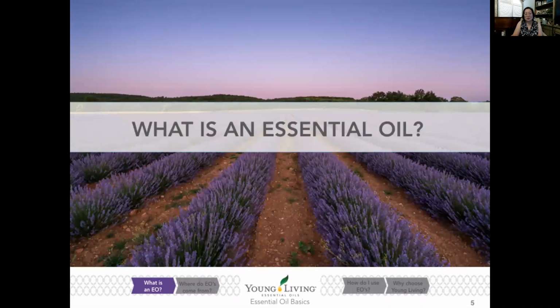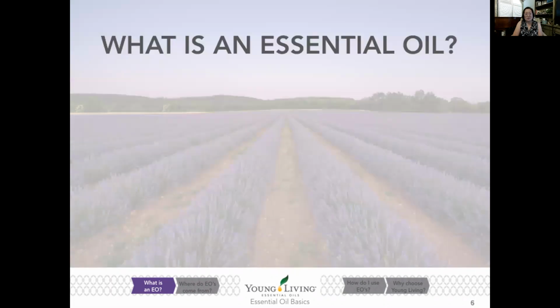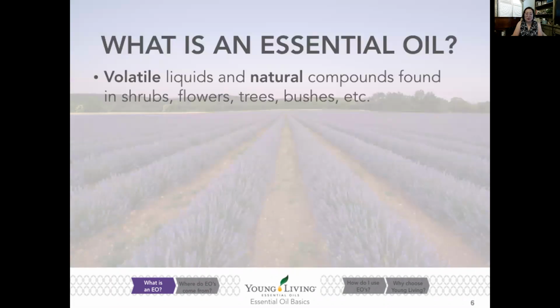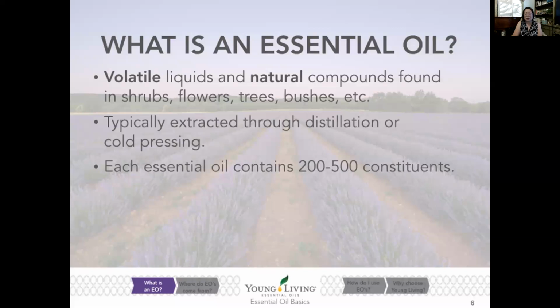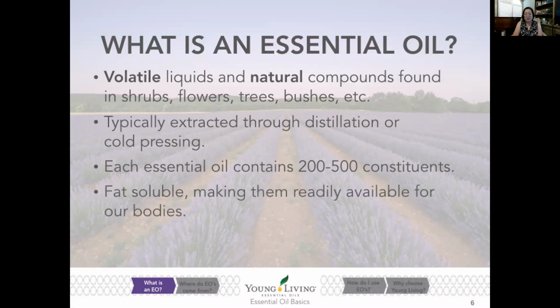So, what is an essential oil? Volatile liquids and natural compounds found in shrubs, flowers, trees, bushes, etc. Typically extracted through distillation or cold pressing, and volatile, meaning that it evaporates quickly into the air. Each essential oil contains 200 to 500 constituents, which make them very diverse in their effects. No two oils are alike. They're fat soluble, allowing them to penetrate into blood and tissues, and they're a highly concentrated form of the source plant, 100 to 10,000 times more concentrated than the herb.